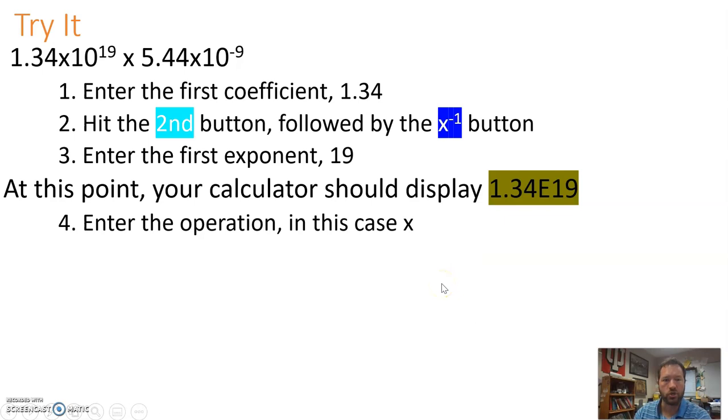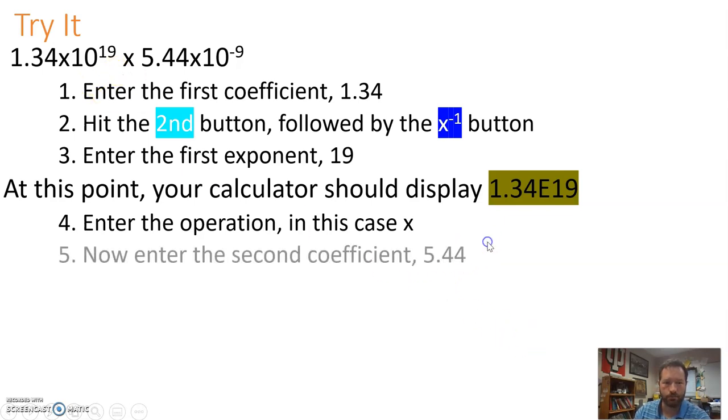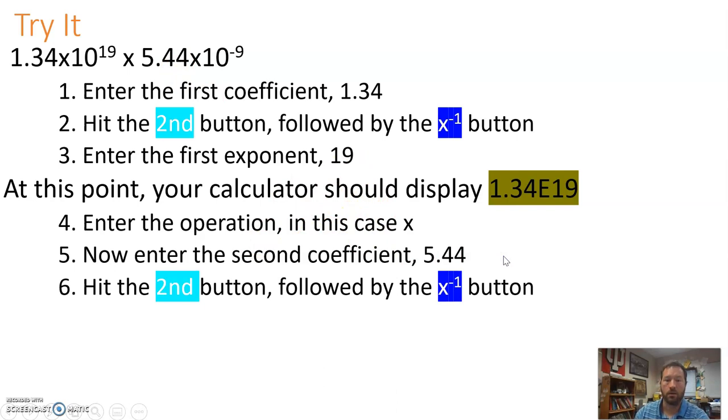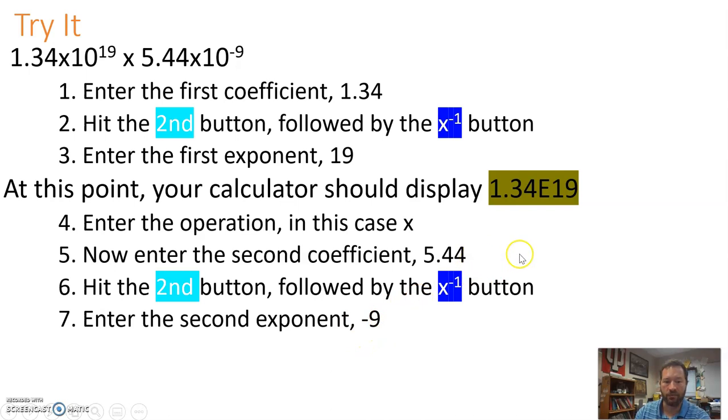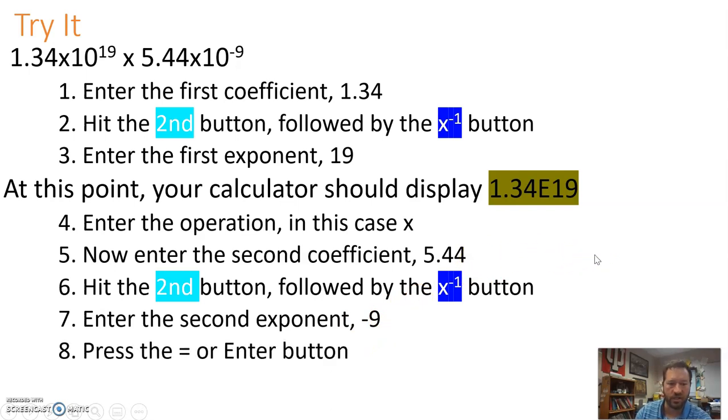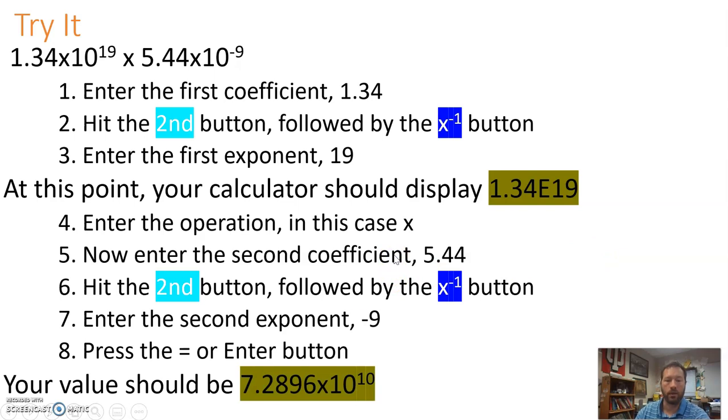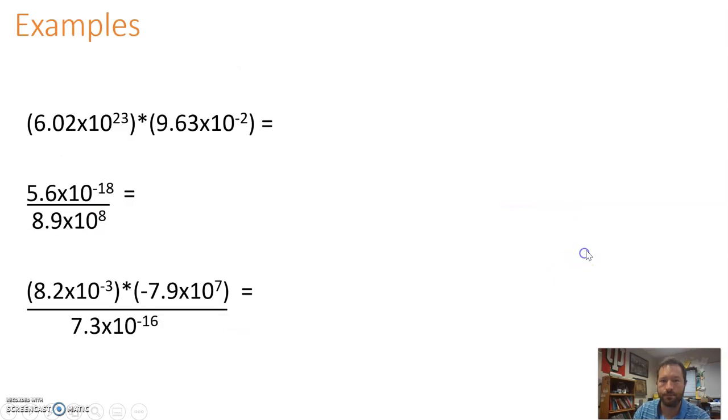Next, enter whatever operation you're working with, in this case the multiplication symbol. Go ahead and enter your second coefficient, followed by the second inverse button, and go ahead and enter your second exponent, -9. Go ahead and press the equals or enter button, and your value on the calculator should be 7.2896 times 10. If you're not getting that, go ahead and pause the video. Try again. But again, practice makes perfect. Start getting used to that big E button. We're going to use it a lot this year.